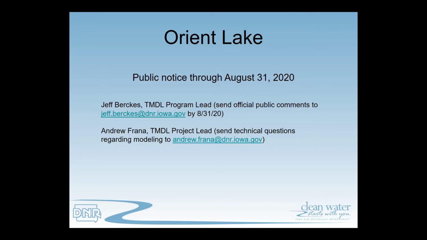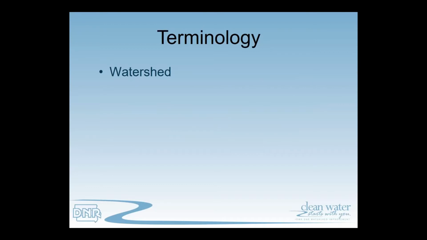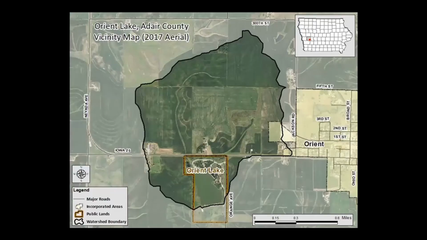So we start off, I just want to introduce a couple of concepts, a couple terms that I think are going to be important for everybody to be on the same page with and understand. And the first one, which is very important to our work, is to understand what a watershed is. And to help us out, I pulled a map from the document. This is going to be available inside of that document for Orient Lake, but this gives a bird's eye view of the watershed of Orient Lake.